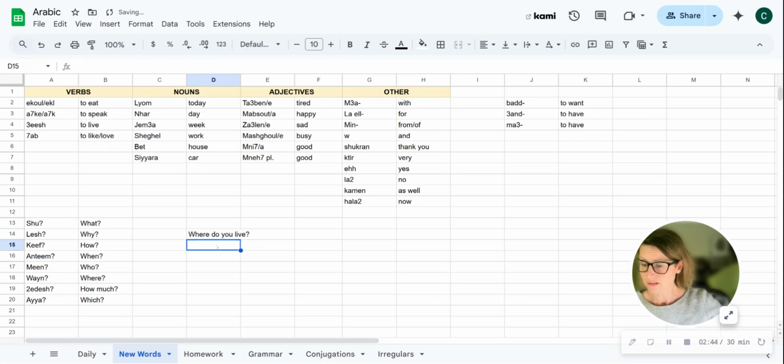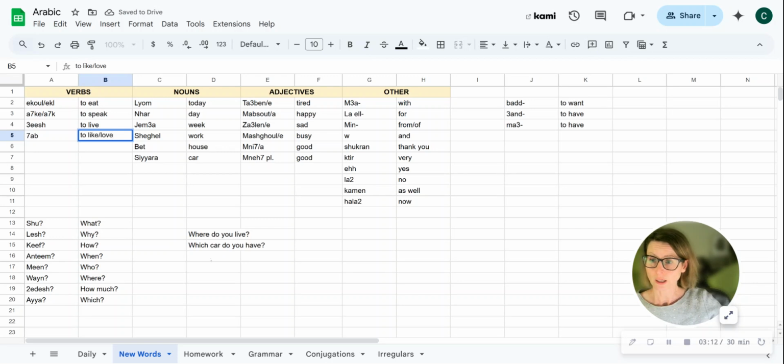Then I could ask, well, I don't have the word for language, so I could ask maybe, which car do you have? Yes, I can do that. Which car do you have?